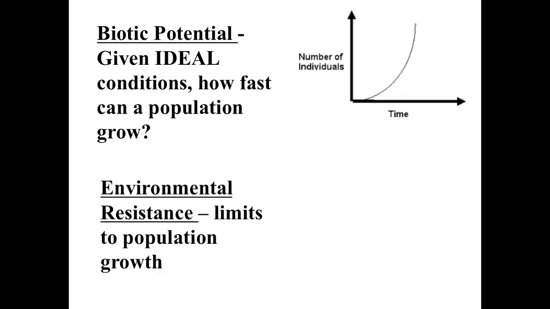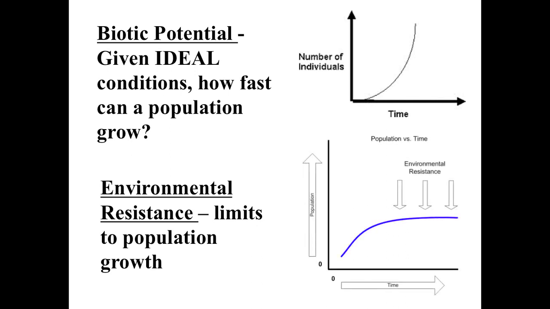And then in real ecosystems, there usually are things that are going to slow down or restrict population growth. So that's environmental resistance, and those are things that provide limits to population growth. So maybe they do run out of food, or maybe there's just not enough space for as many individuals. So the environmental resistance we can think of as these arrows here, slowing down the growth from that biotic potential.